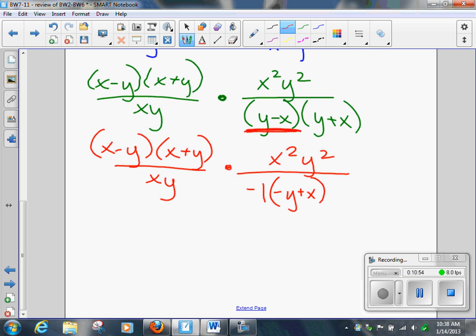Negative times a positive is a negative. We're good with that. Can I do anything with the y plus x? Why is it okay for me to switch that one around and I don't have to factor anything out? Because they're just both positives. It's all right to switch those around. So we're switching. What now?